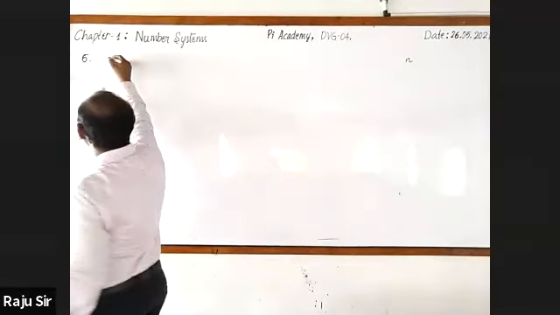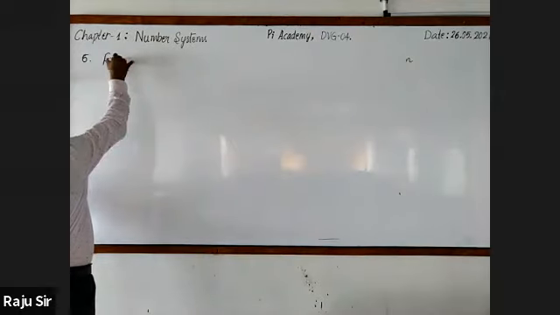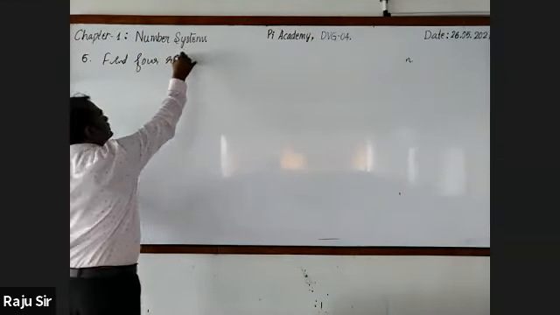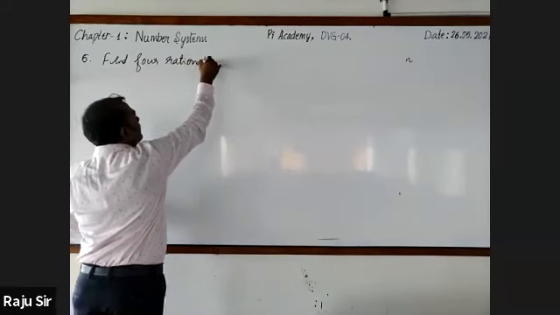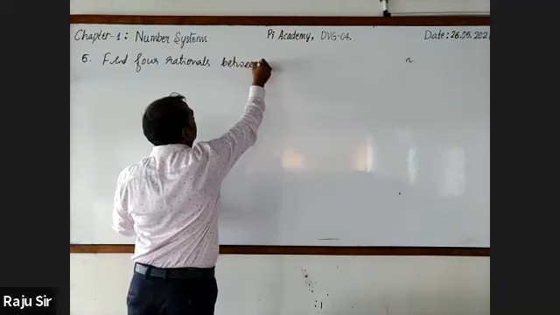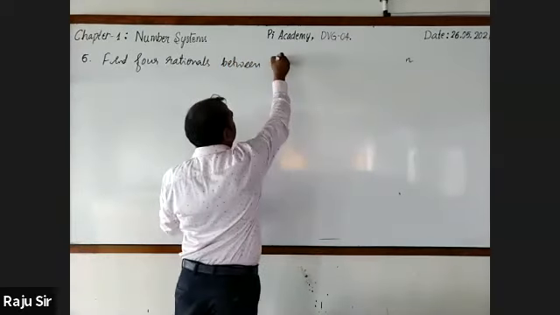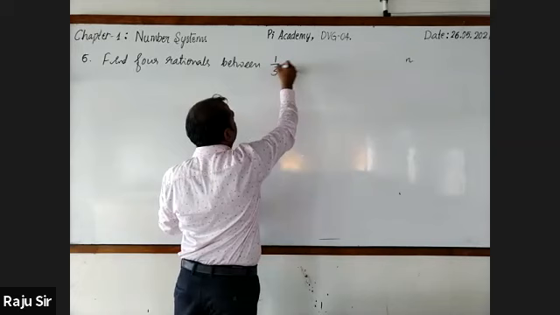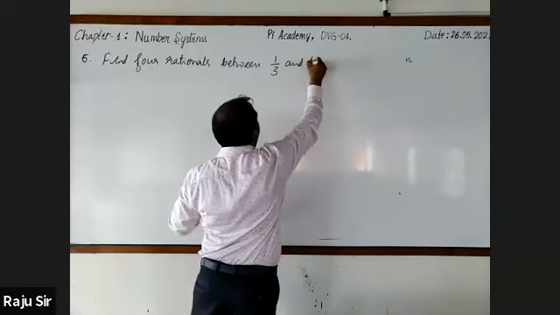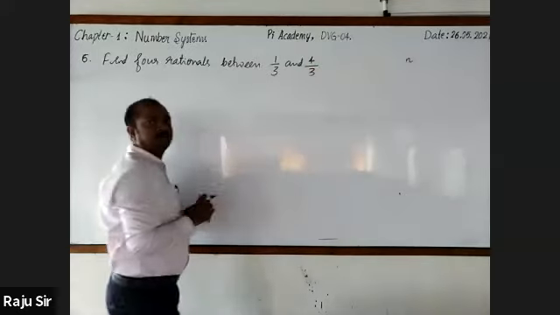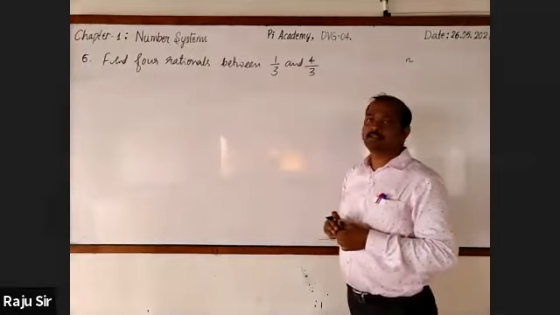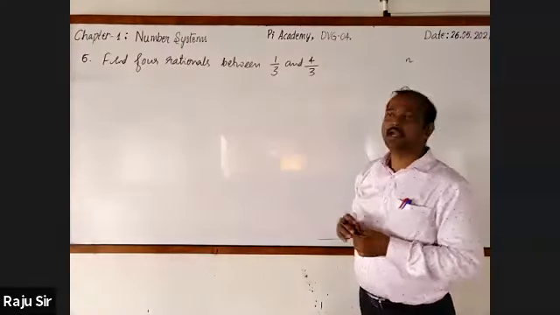I'll take one such example, and also very simple. Find 4 rationals between 1 by 3 and 4 by 3. Find 4 rationals between 1 by 3 and 4 by 3.